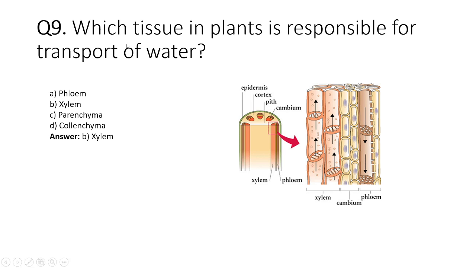Ninth question. Which tissue in plants is responsible for transport of water? The options are A. Phloem, B. Xylem, C. Parenchyma, D. Collenchyma. The correct answer is xylem. Xylem is useful to transport water from roots to stems and then leaves in the upward direction. It is found in the plant cell.